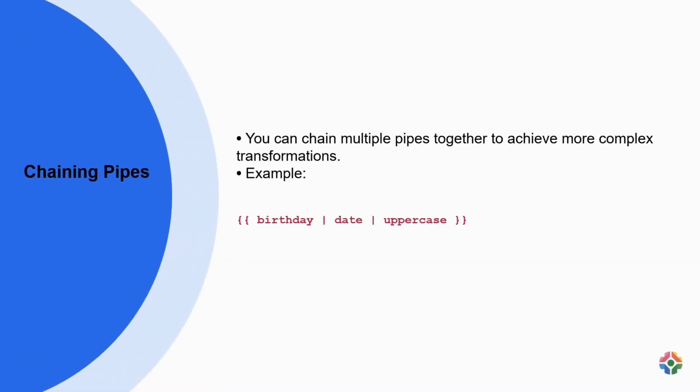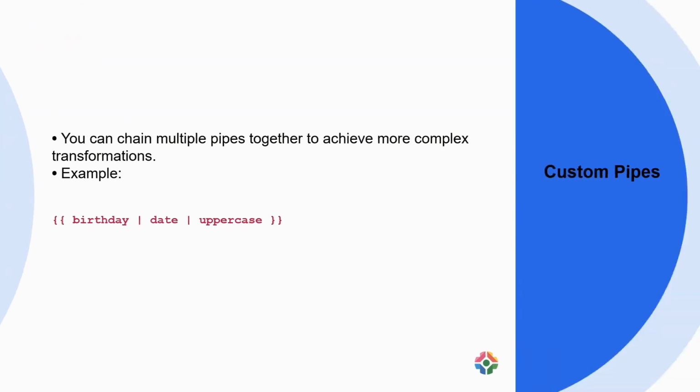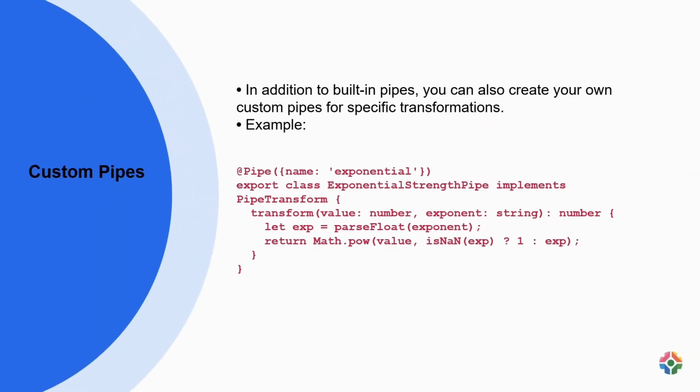Chaining pipes in code allows for the sequential application of transformations to data. In the provided Python example, data from the birthday variable undergoes two transformations, first formatted as a date, then converted to uppercase. This chaining enables complex operations in a concise manner, enhancing code readability and efficiency. Such a practice proves useful in scenarios where multiple transformations are needed on the same data, streamlining the data processing pipeline.